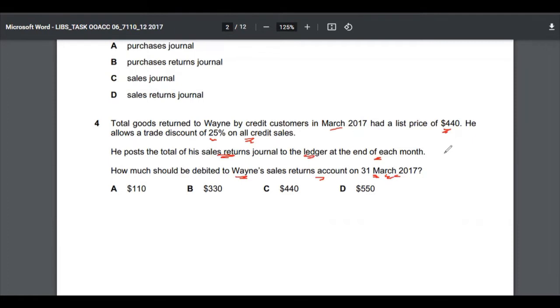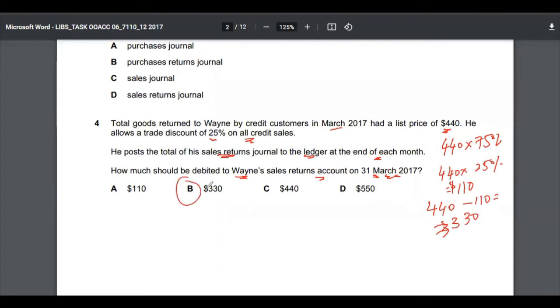That would actually be the net amount. You can either do 440 times 75%, or you can calculate the discount, which would be 440 times 25%, and this is going to give you $110. Then you reduce the amount, that is 440 minus 110, which is 330. This is the amount that would be recorded in Wayne's sales return journal. So the answer to multiple choice 4 would be option B.